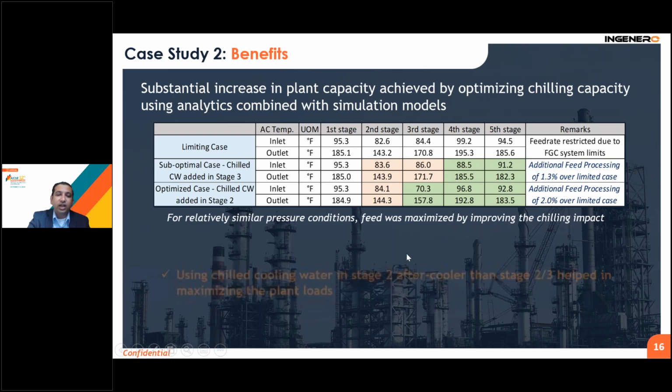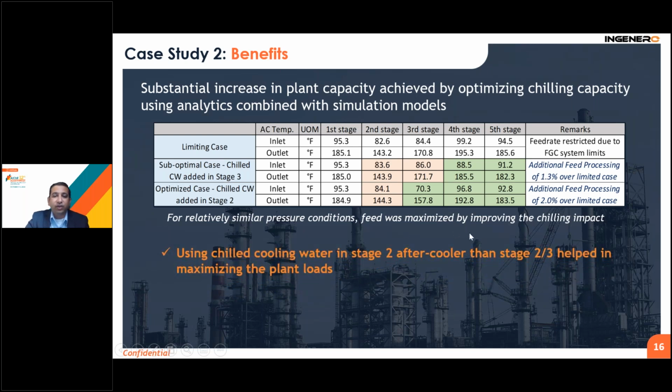For relatively similar pressure conditions, feed was maximized by improving the chilling impact. Using chilled cooling water in stage 2 of the aftercooler rather than in 2 and 3 helped in maximizing the plant loads. An additional feed processing capacity of around 2% was achieved over the limiting case. And in an ethylene unit, 2% is a big number. It eventually led to several million dollars of savings and additional production.